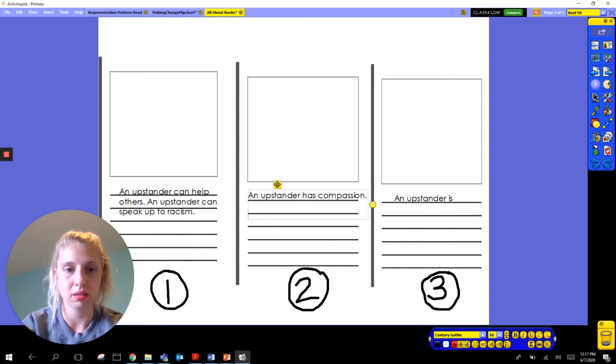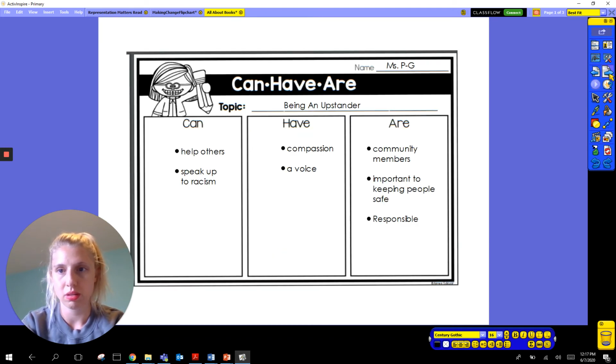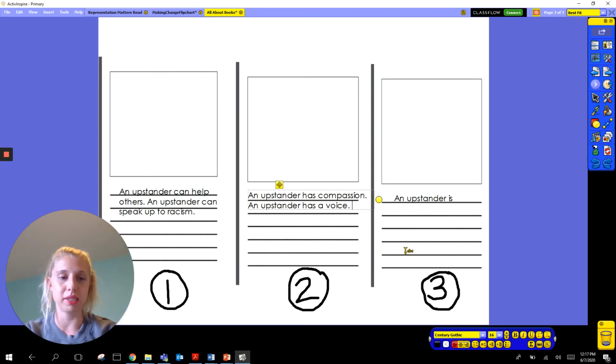And an upstander, I gotta go back, has a voice. So see how I'm using my sentence stem and upstander, and then I'm using the can, have, are chart. That's what you're going to do this week to write your all about books.